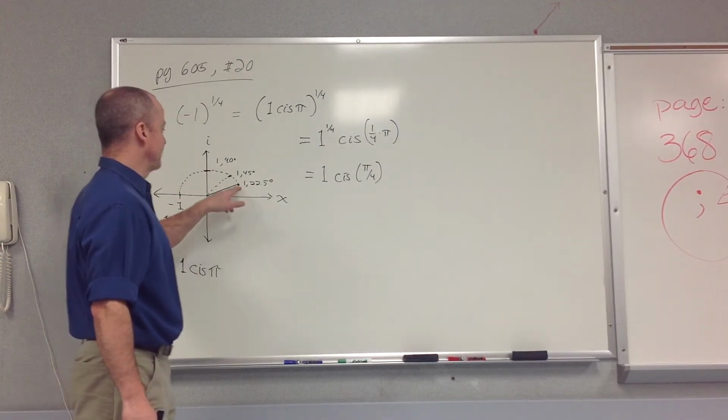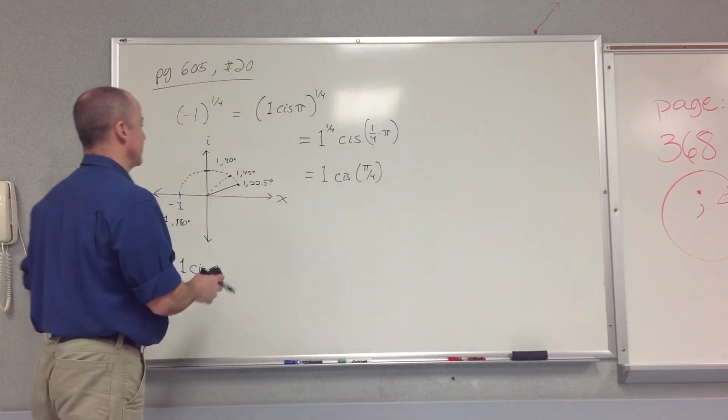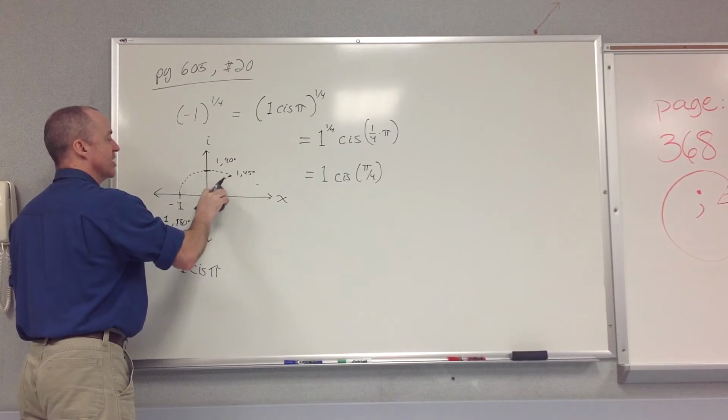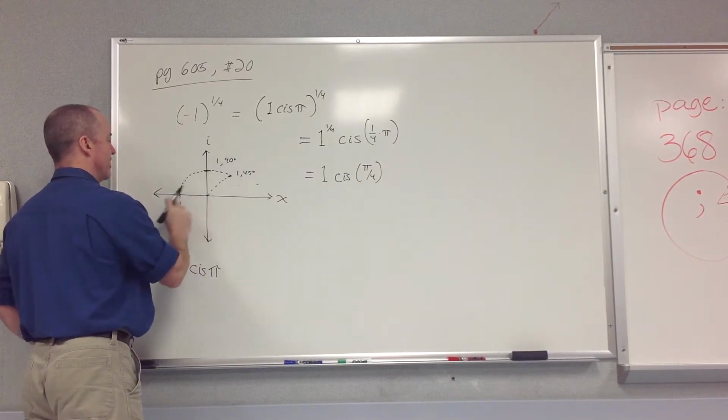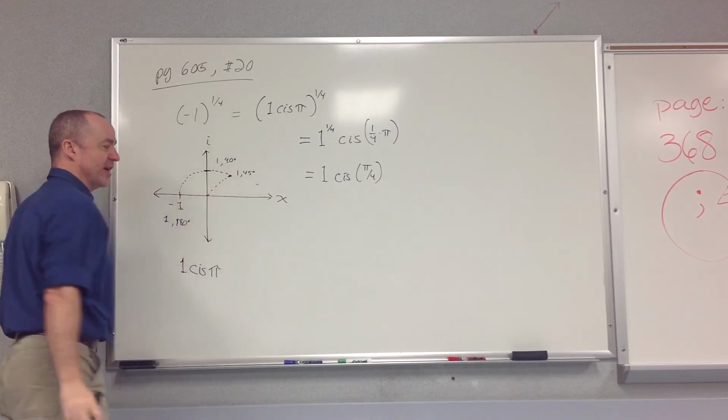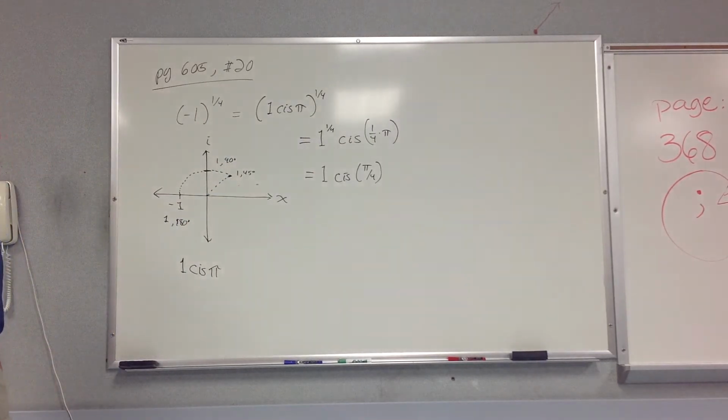But at any rate, this part is not part of what the problem asked. What the problem asked for is just the principal root of -1 to the 1/4 power, which would take me to 45, or 1 cis pi over 4.